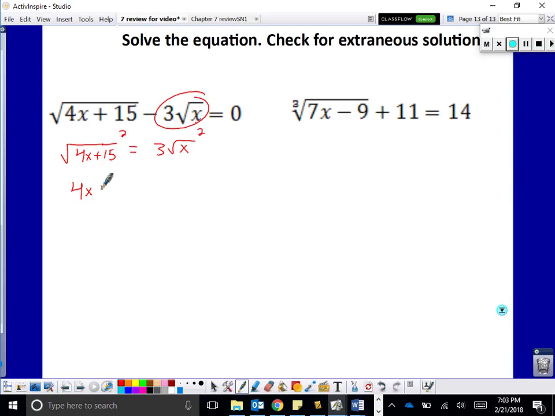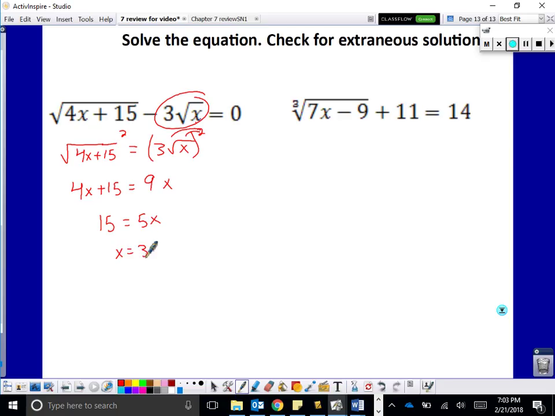Square it, that's going to give me 4x plus 15 is equal to, on the right hand side, if I go and square this entire thing, I've got to distribute, so 3 squared is 9. Square root of x squared is x. Now it's just a basic equation to solve. So I've got 15 is equal to 5x. X is equal to 3.